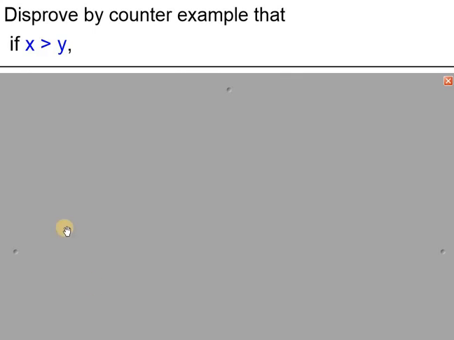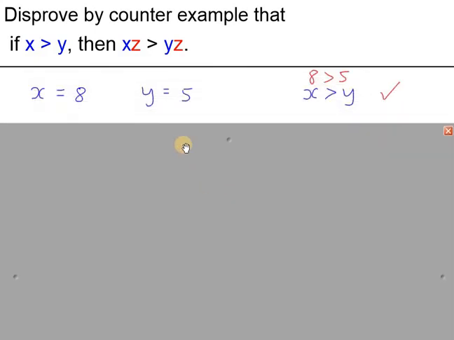Disprove by counterexample. Okay, so if x is greater than y, if I was to multiply both sides by the same number, so let's call that number z, so I'm multiplying x with z and I'm going to multiply y with z, would this also be true? Now I need to give one example where this is not true. Okay, so I've chosen x equals 8 and y equals 5, and 8 is greater than 5, so this statement is true, this one. Now I'm going to multiply both of these with z.